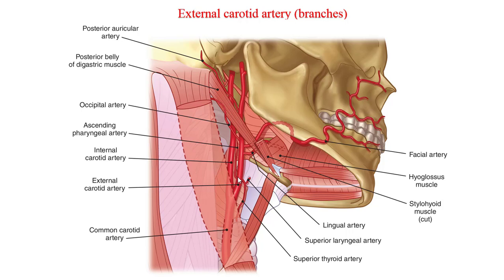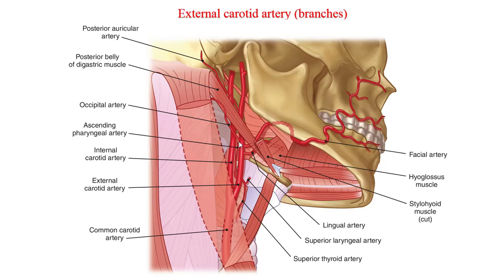The next one is the ascending pharyngeal artery. It is the smallest branch of the external carotid artery. It arises on the medial aspect of that artery shortly after the bifurcation of the common carotid and ascends between the internal carotid and the pharynx. The ascending pharyngeal artery has unnamed muscular branches to the prevertebral muscles as well as branches supplying additional structures in its vicinity.